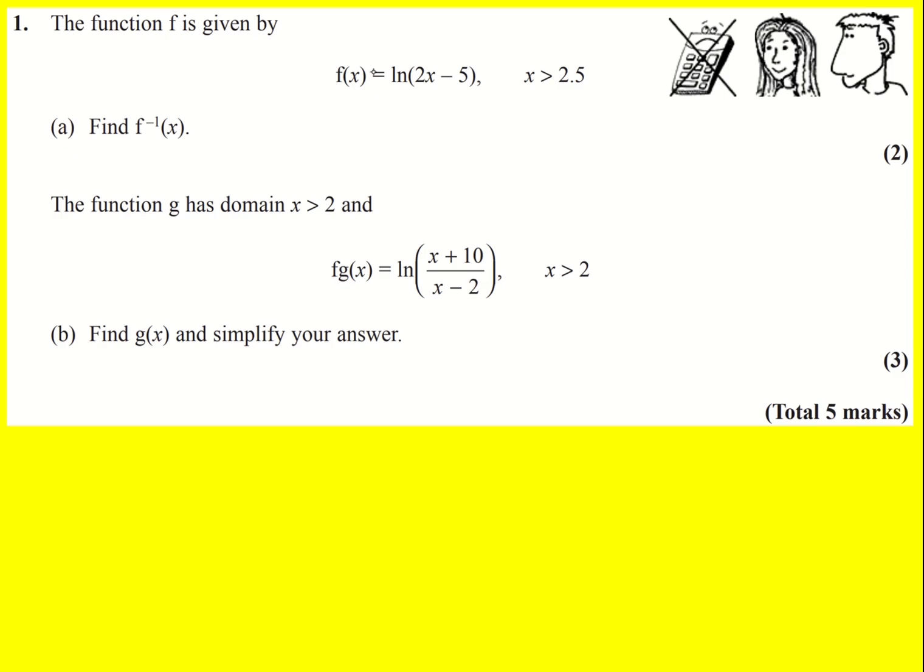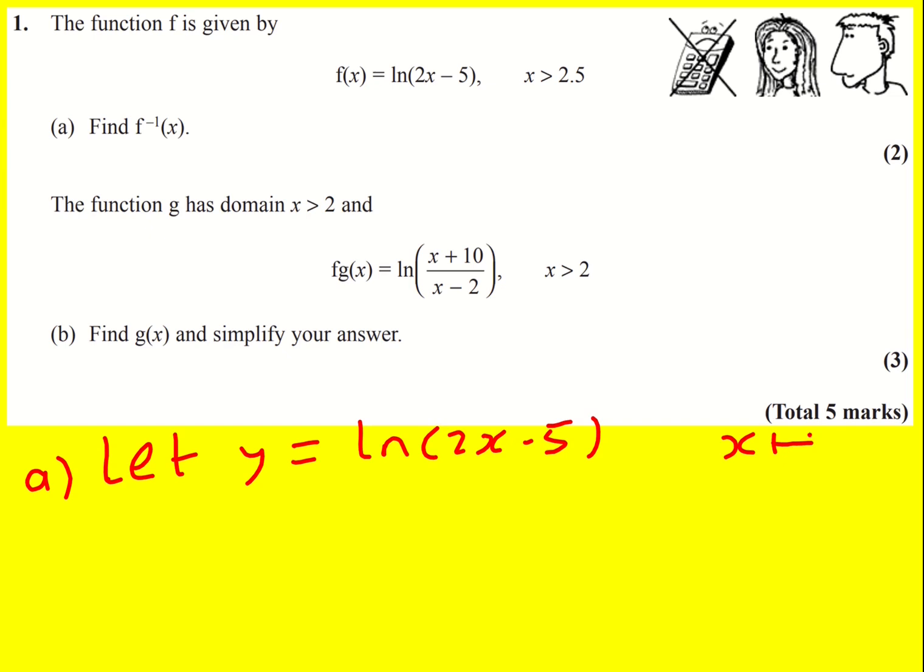We are given a function f of x in this question with this domain. We're asked to find the inverse. So I'm going to let y equal ln(2x − 5). At the moment, I have a mapping from x to y. For the inverse, I want a mapping from y to x. Therefore, you need to make x the subject.